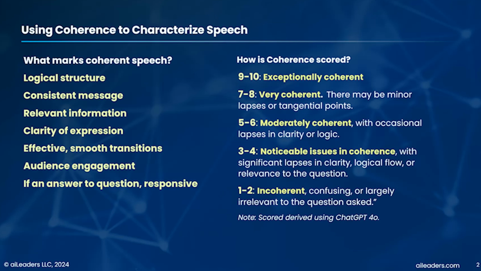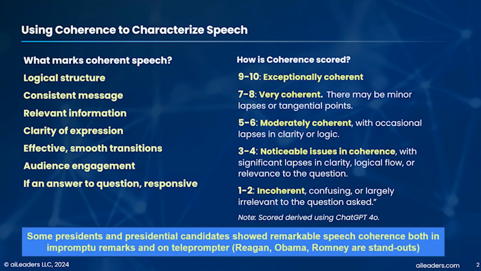The machines will score transcripts. That's what we have done in the research. It uses a scale from 1 to 10. A 1 or a 2 is very confusing and largely incoherent. 3 to 4, noticeable issues in coherence. We're going to show you content in that category. Moderately coherent, 5 to 6, very coherent, 7 to 8, and exceptionally coherent, 9 or a 10.